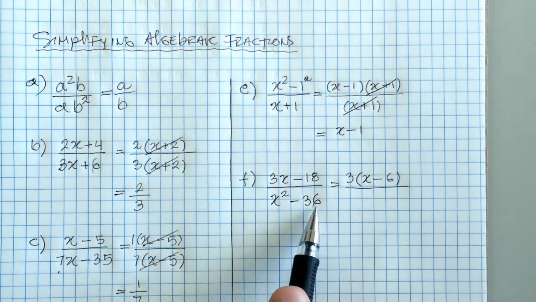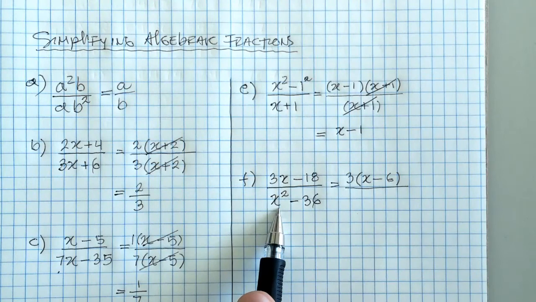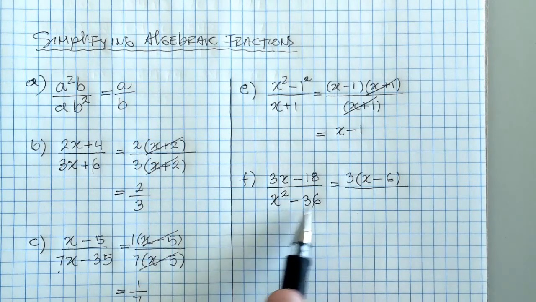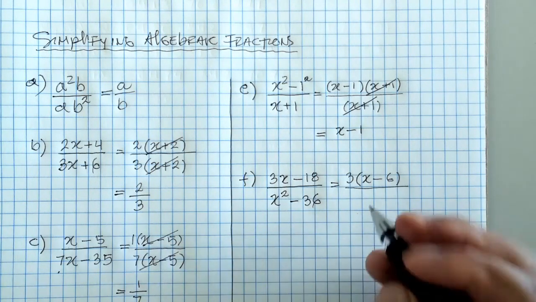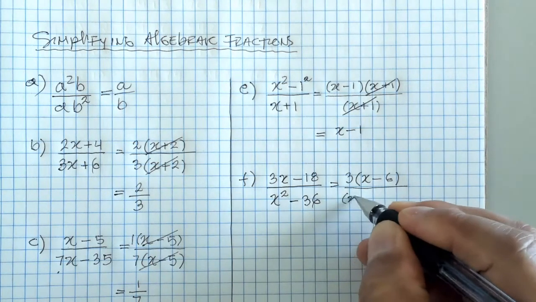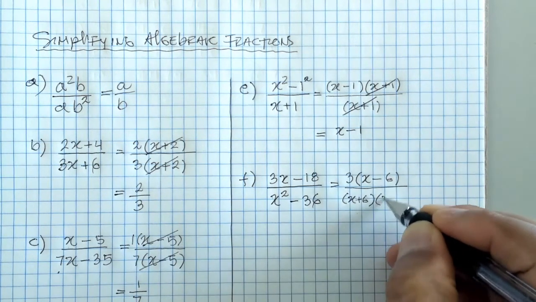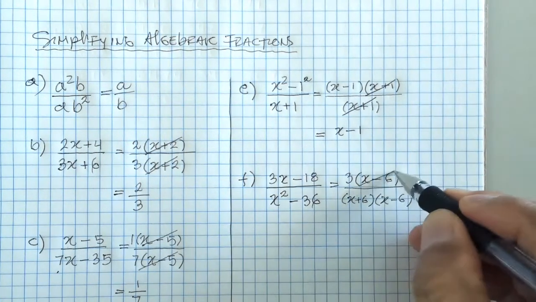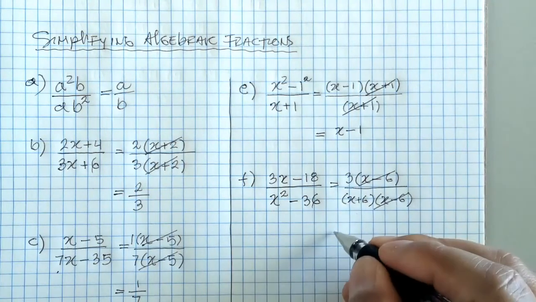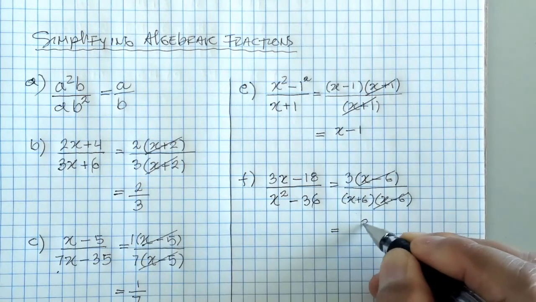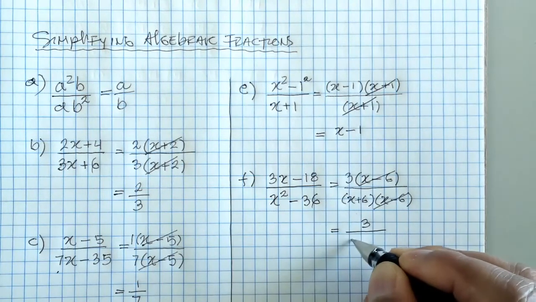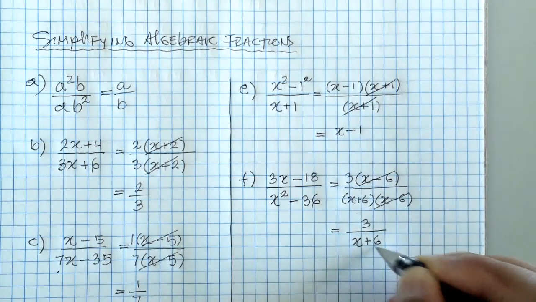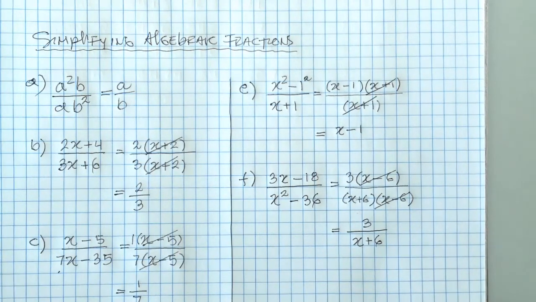All right, in here I hope that you can see that this is again the difference of two squares. So this is x squared minus 6 squared, and we know that we can simplify that as x plus 6 and then x minus 6, and then we can take these two out, so that means that the answer is just 3 over x plus 6. Okay, and that is the answer for that question.